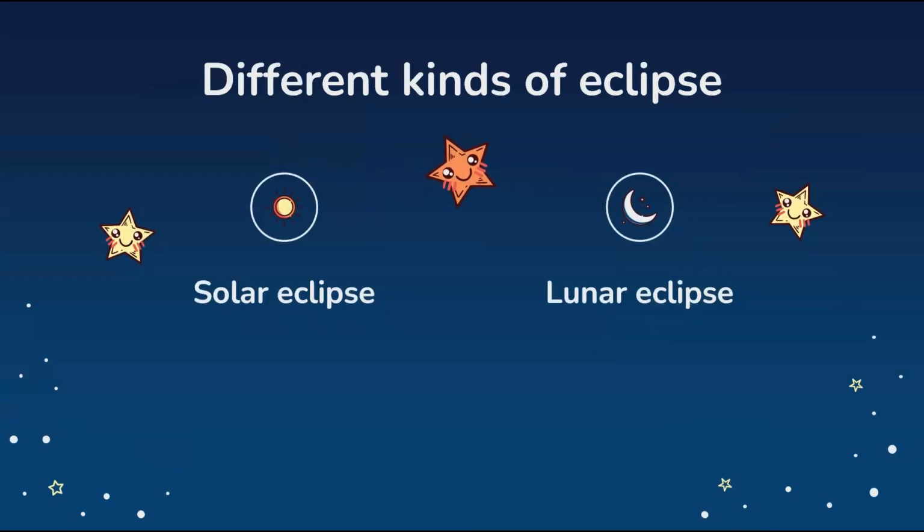So there are different kinds of eclipses. Two of them are solar eclipse and lunar eclipse. So today we're going to learn about lunar eclipse. So the word lunar stands for moon or moonlight.